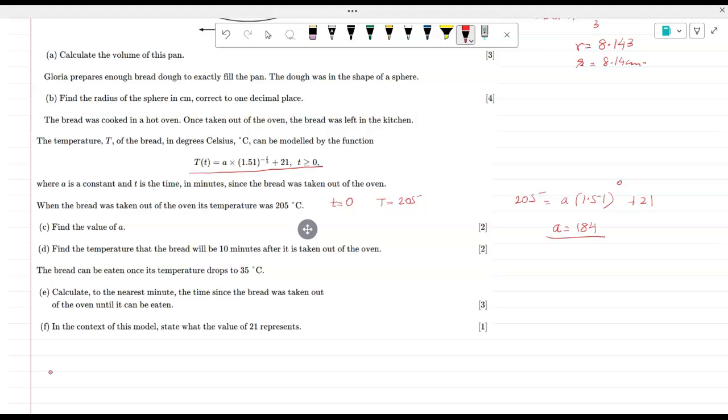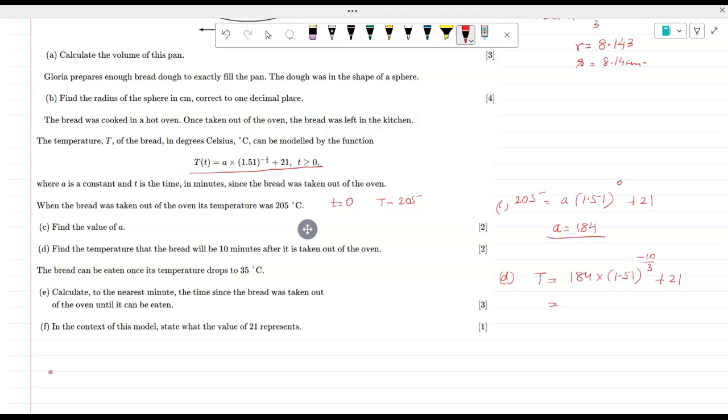Now find the temperature of the bread 10 minutes after it's taken out of the oven. So t is 10. Not 205, this is your 184. Yeah, that's exactly 1.151 raised to minus 10 over 3, plus 21. Means you got the value of A, no? Yeah, that's what I meant. Okay, good.